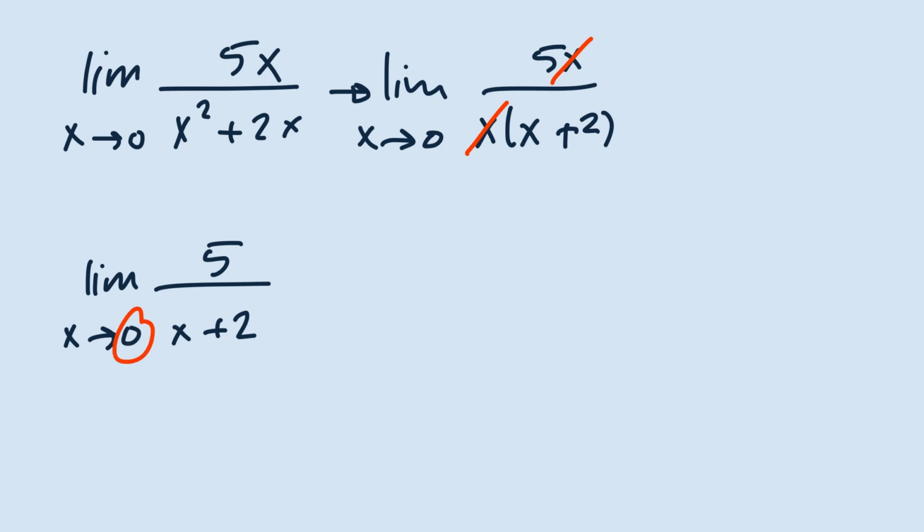Now I can use direct substitution and plug the 0 inside our function. So our limit will be 5 over 0 plus 2, which equals 5 over 2. And this is the final answer.